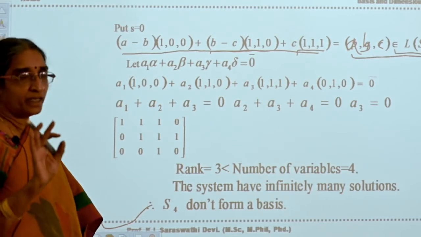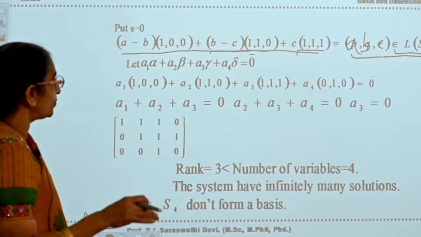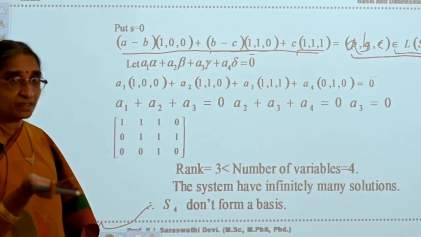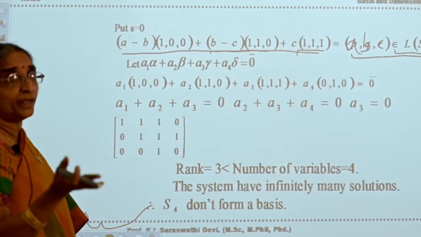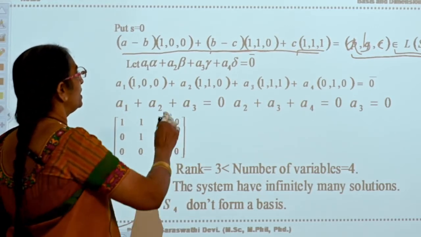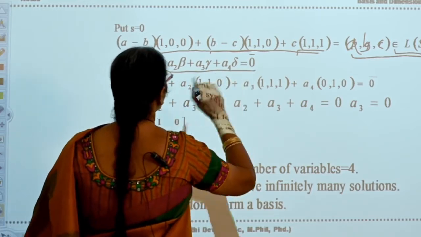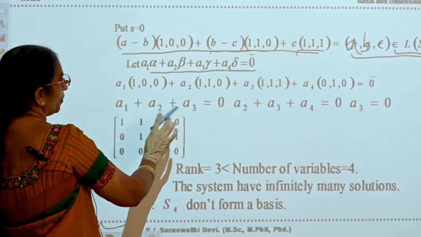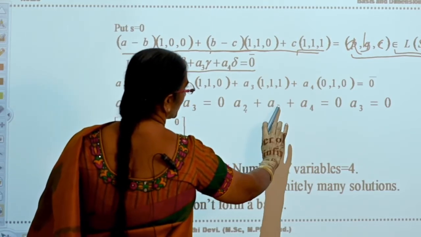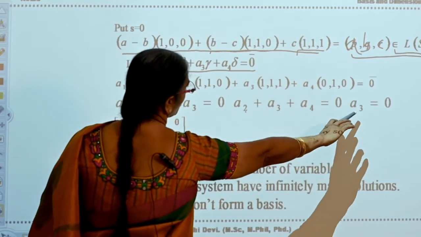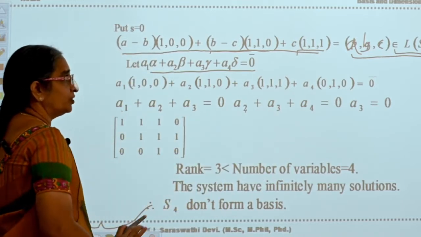Okay, now is it clear? What still do you have to prove? It is not a basis. That means you have to prove it is not linearly independent. For that, the linear combination you have considered and equated to 0, then you got three equations: a1 + a2 + a3 = 0, a2 + a3 + a4 = 0, and a3 = 0.